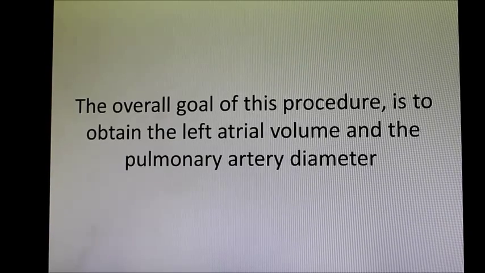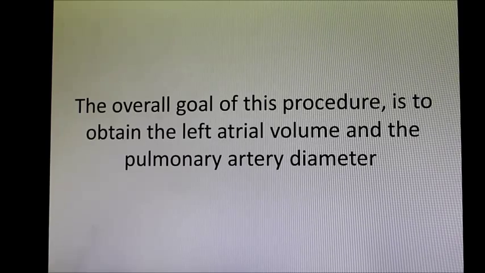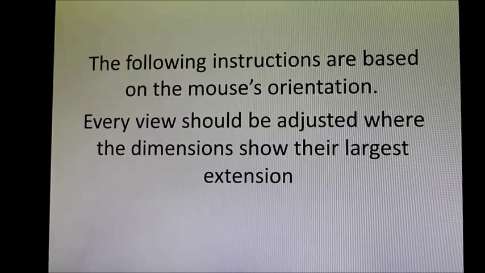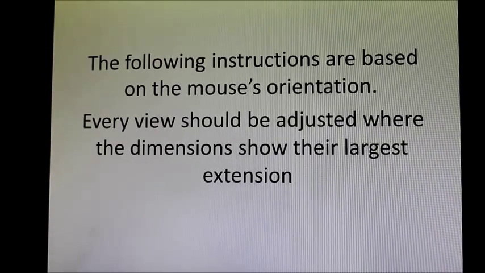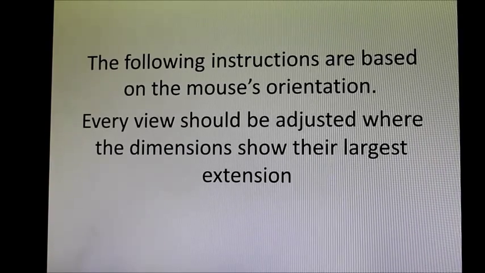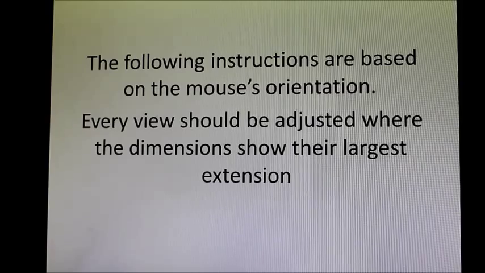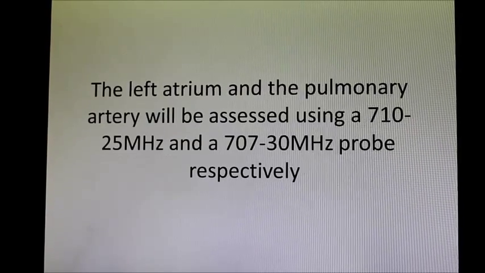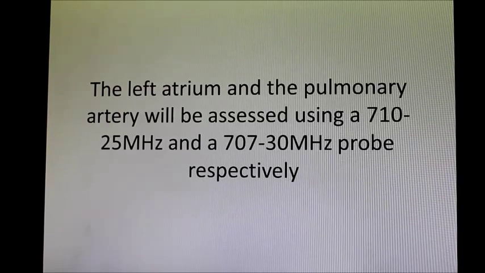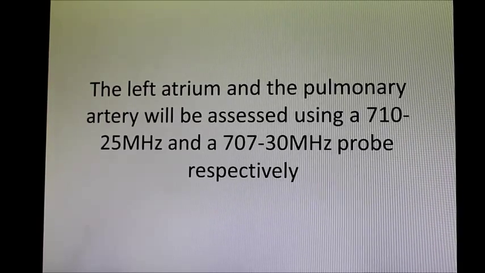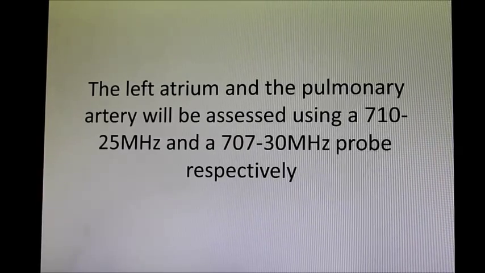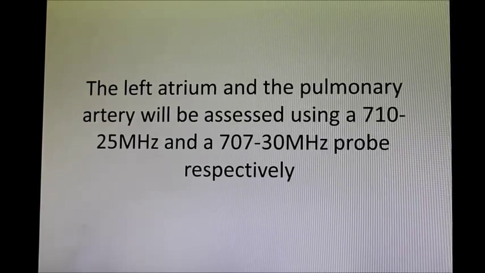The overall goal of this procedure is to obtain the left atrial volume and the pulmonary artery diameter. The following instructions are based on the mouse's orientation. Every view should be adjusted where the dimensions show their largest extension. The left atrial and pulmonary artery will be assessed using a 710 25 MHz and 707 30 MHz probe respectively.